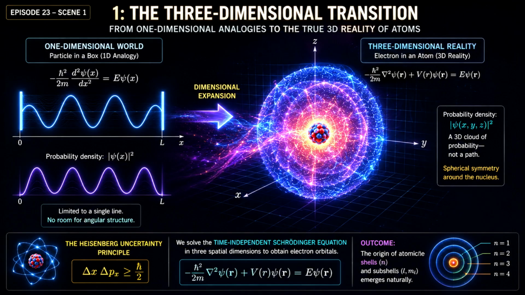Because an atom features an electron bound to a central nucleus, we cannot treat its probability landscape as a simple linear grid. Instead, we must solve the time-independent Schrödinger equation across all three spatial dimensions simultaneously. This spatial expansion forces us to look deeply at how partial differential equations govern the electronic structure, laying the groundwork for a mathematical framework that reveals the exact origin of atomic shells and subshells.